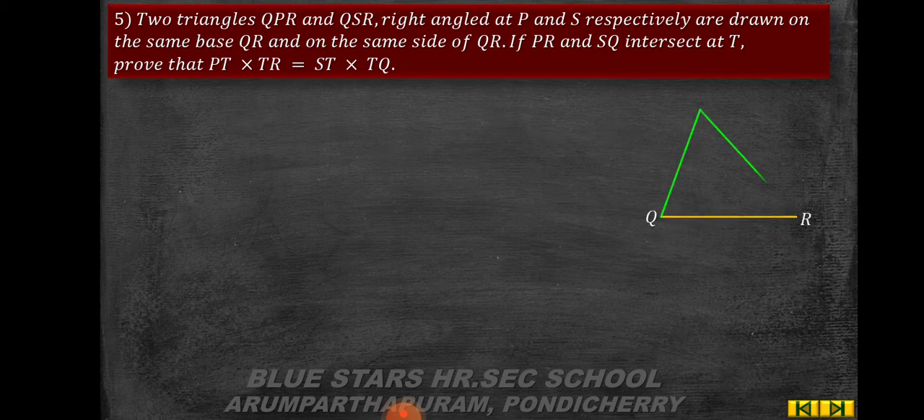We can see QR is the base of the triangle. Then you can see another triangle that also has the same base QR. So now we have two triangles. We have to show that PT cross TR is equal to ST cross TQ.